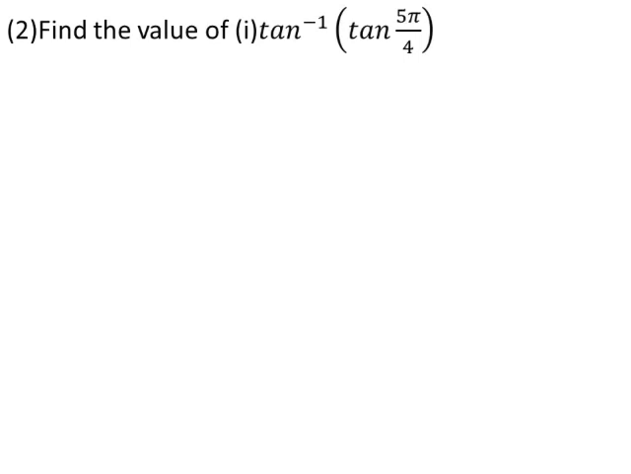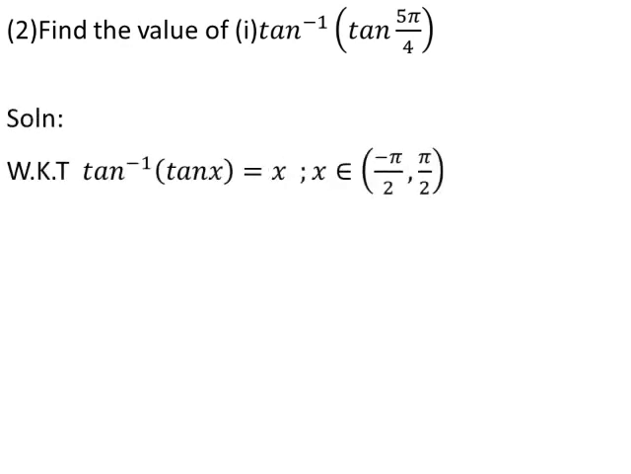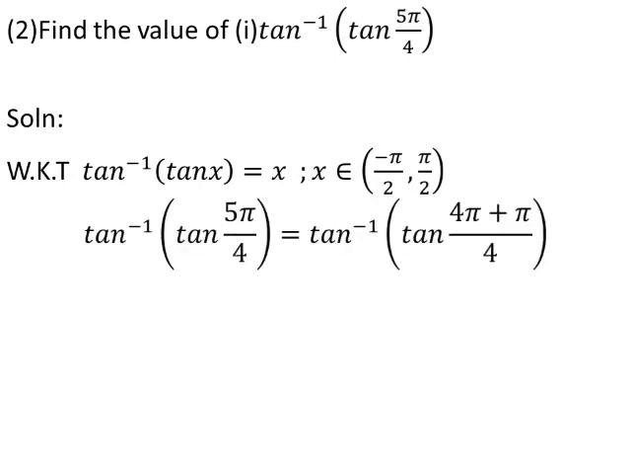Now we get the next one. We have to find the value of tan inverse of tan 5 pi by 4. Solution. We know that tan inverse of tan x is equal to x, where x belongs to the open interval minus pi by 2 comma pi by 2. Here we have tan inverse of tan 5 pi by 4. 5 pi by 4 does not lie in the given interval.